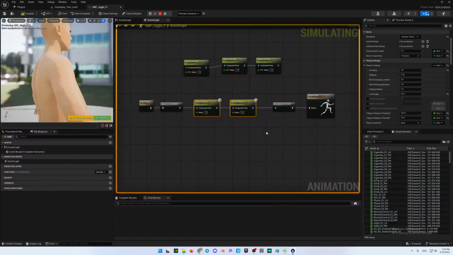Hello everyone, so I'm experimenting with the Kawaii Physics. I'm trying to make a nice juggling effect for the breasts of my character, and here is what I've figured out for right now. I have set up two different sections, one for the left pectoral and one for the right pectoral. Basically the root bone is different, but the rest of the settings are the same.